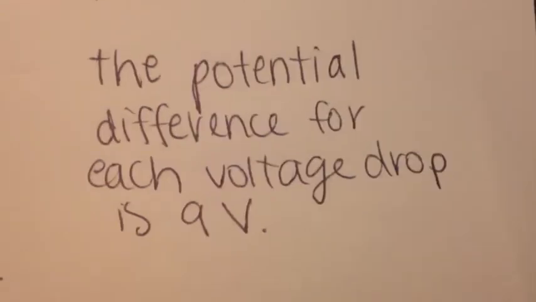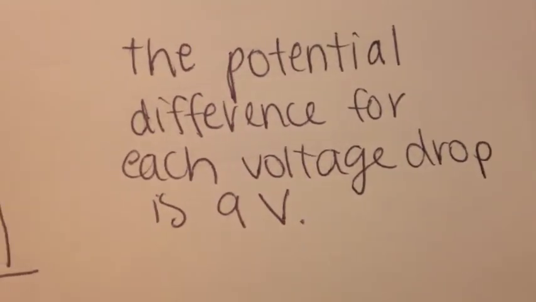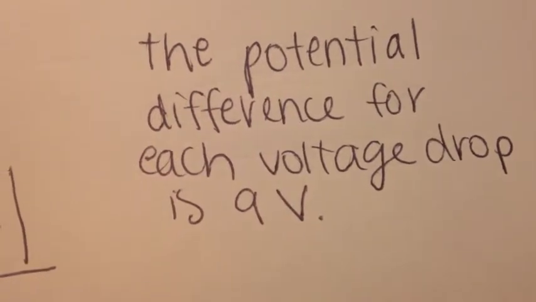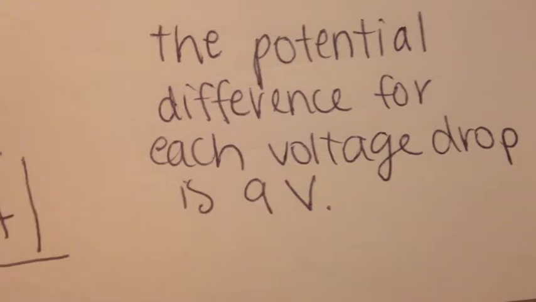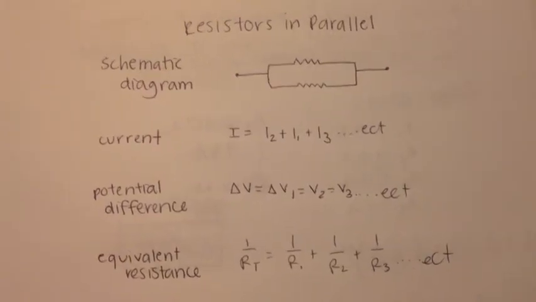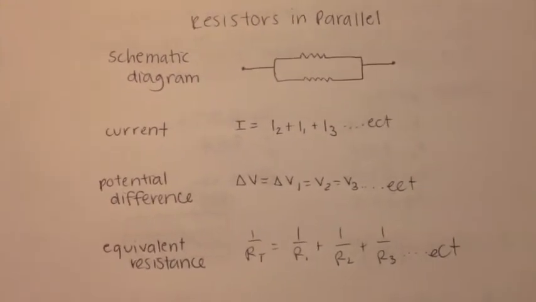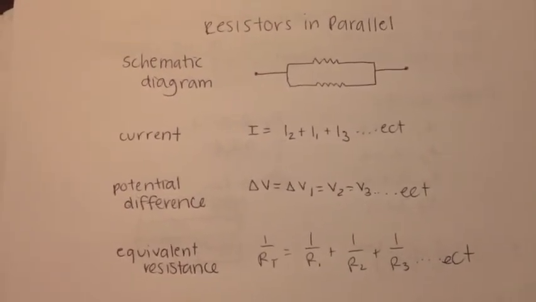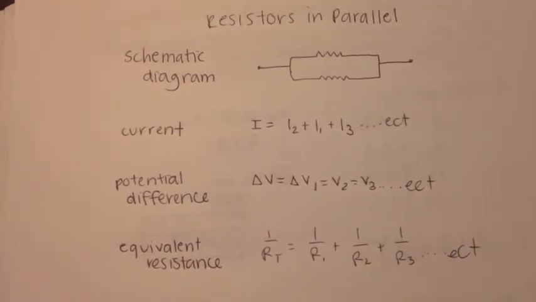And the potential difference for each voltage drop is 9 volts because each voltage drop is the same at each resistor in a parallel sequence. So these are some basic characteristics of resistors in parallel. That is a basic schematic diagram of what a parallel resistor circuit should look like.